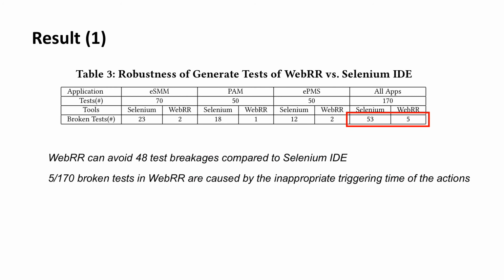To answer question 1, this table presents the effectiveness results when WebRR was applied to improve the robustness of the generated tests. It can be seen that WebRR can avoid 48 test breakages compared to Selenium IDE. We also investigated the 5 broken tests in WebRR and found that the failure was caused by the inappropriate triggering time of the actions. We plan to address this problem in the future.